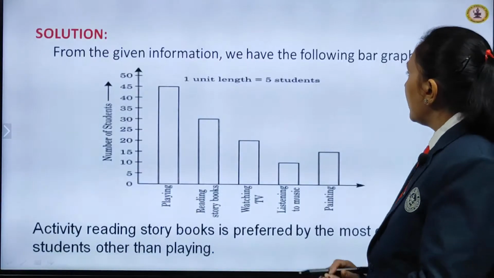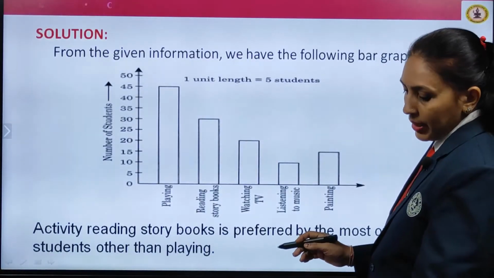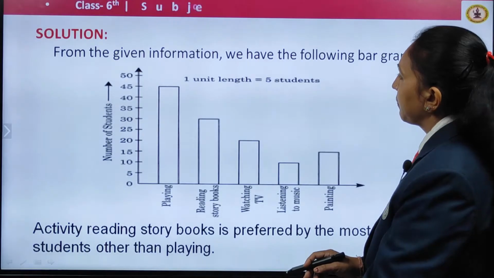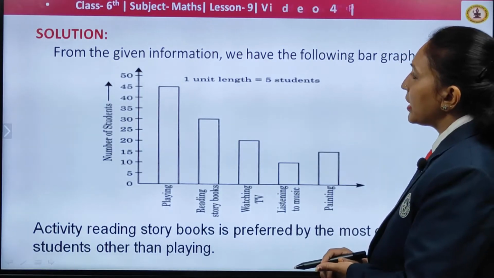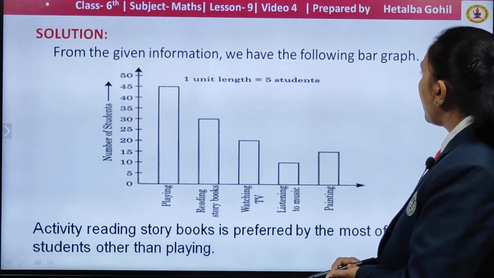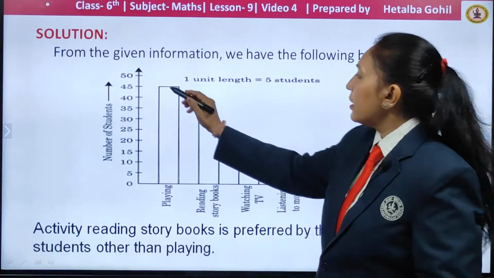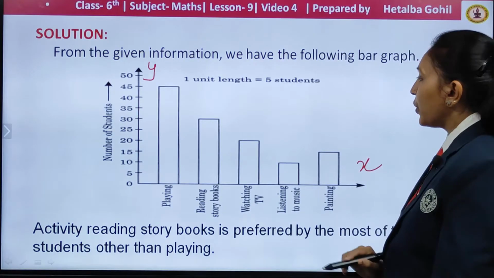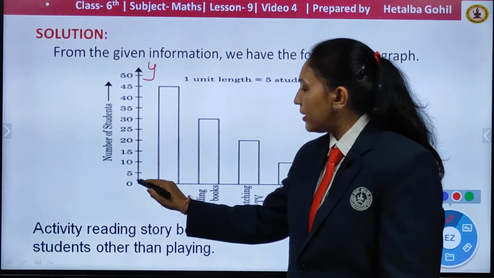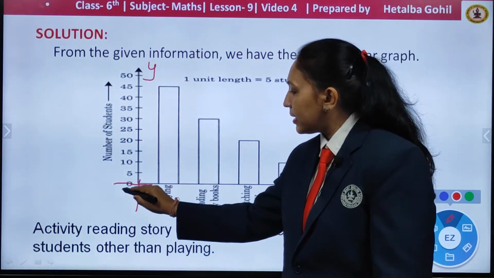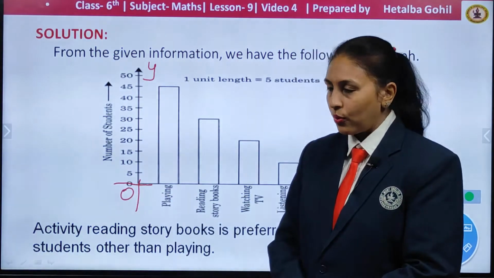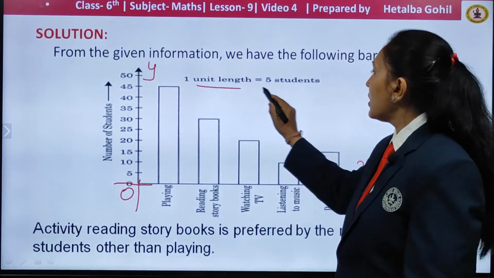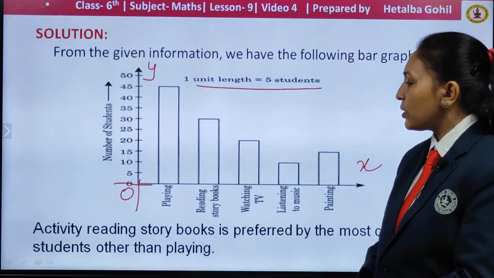So, this is the bar graph given to us, children. From the given information, we have the following bar graph. Here the y-axis is given, and here the x-axis is given to you. Where these two lines intersect each other, there we mark 0. The scale is already given to us: 1 unit length is equal to 5 students.